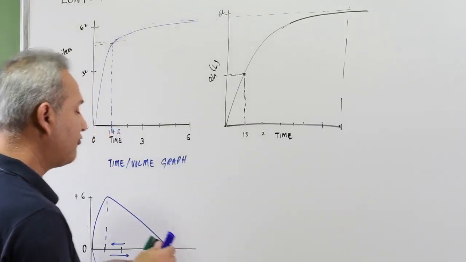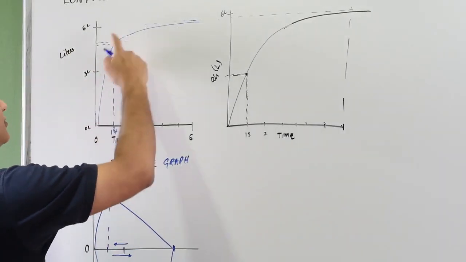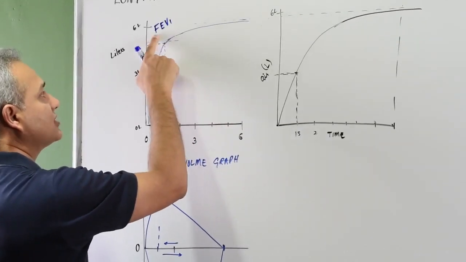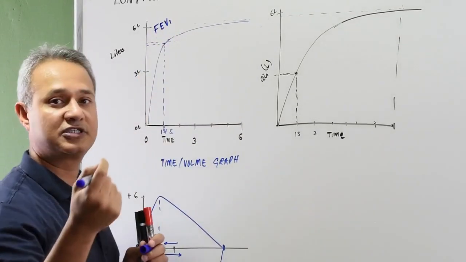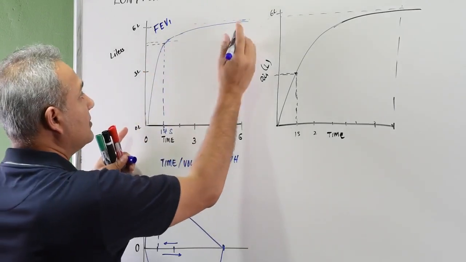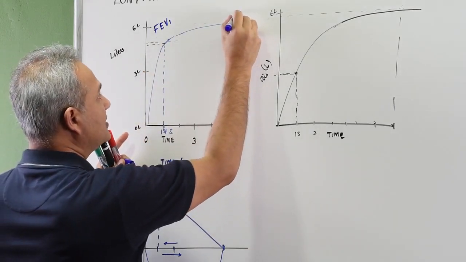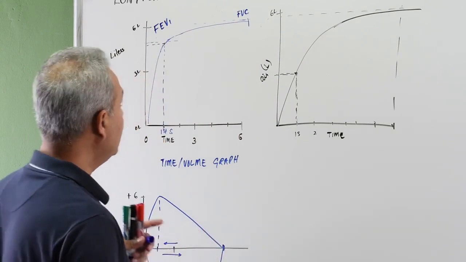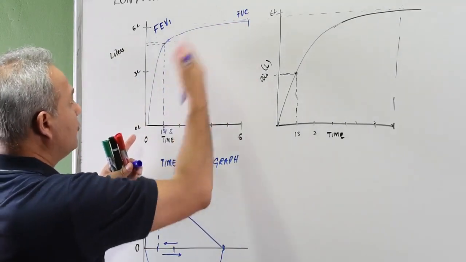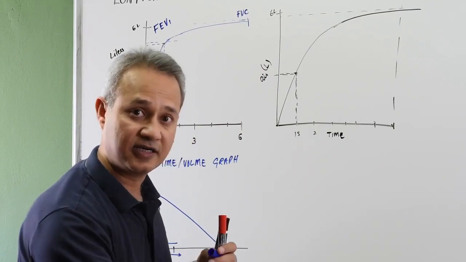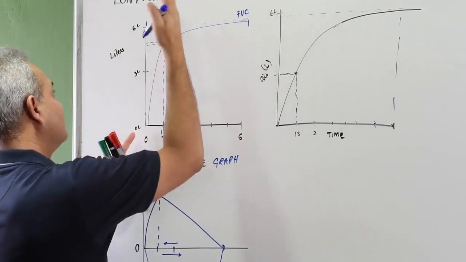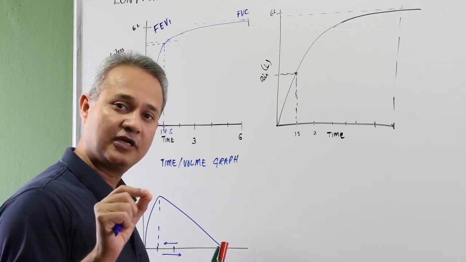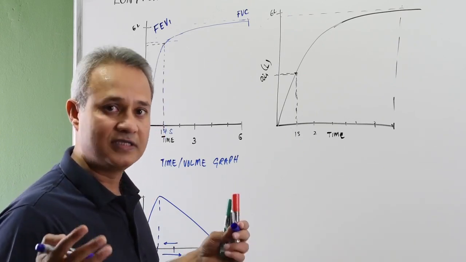Now remember this, the volume expelled in the first second is called FEV1, forced expiratory volume in the first second. The total volume expelled is called FVC, forced vital capacity. They both are actually part of the same. The whole expulsion is 6 liters, let's say. Out of that, 4 liters came out in the very first second. So that 4 liters is called the FEV1, the whole is called FVC.